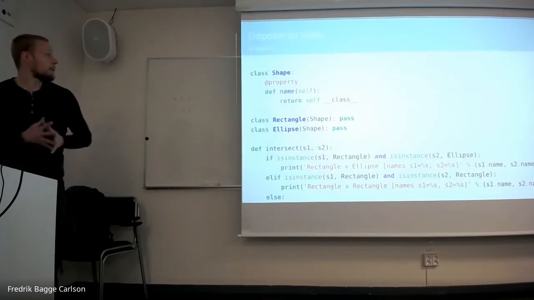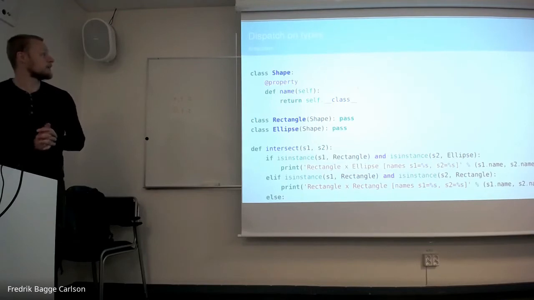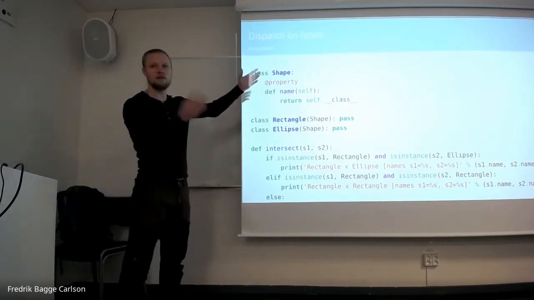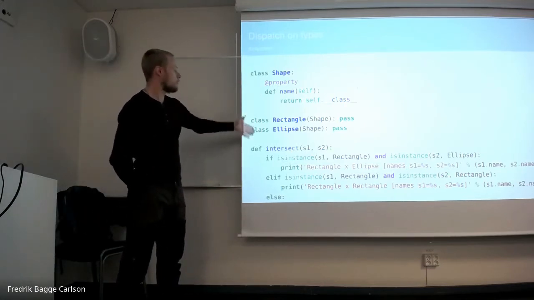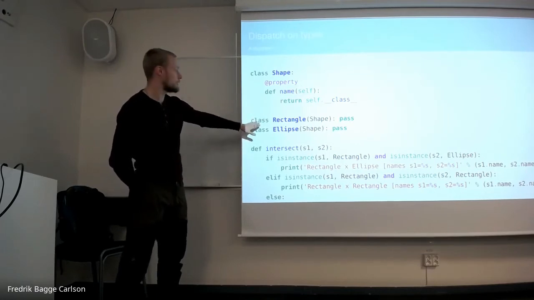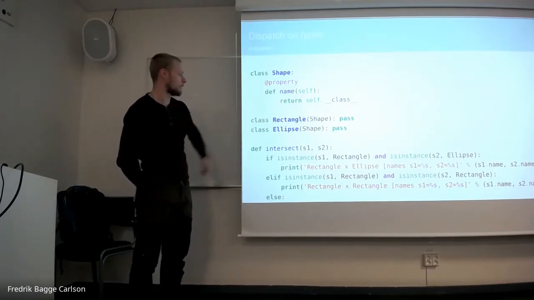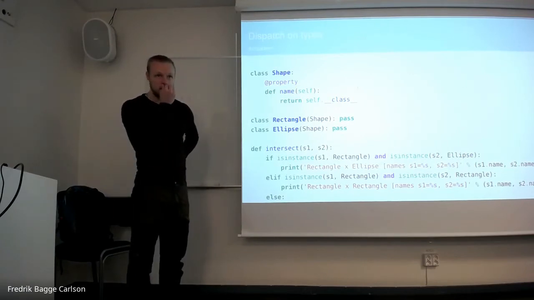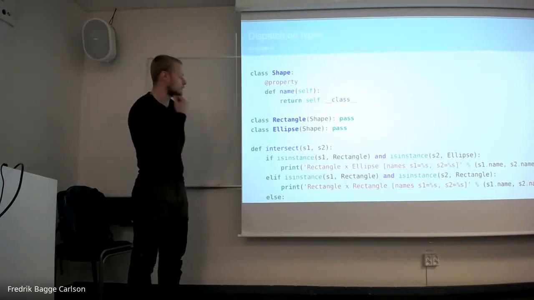So here's the first anti-pattern. And here is some Python code. It implements a class called shape. So that's some kind of geometrical shape. And then there are two concrete classes that inherit from shape: a rectangle and an ellipse. So if we want to intersect the two shapes with each other, we might write something that looks like this.